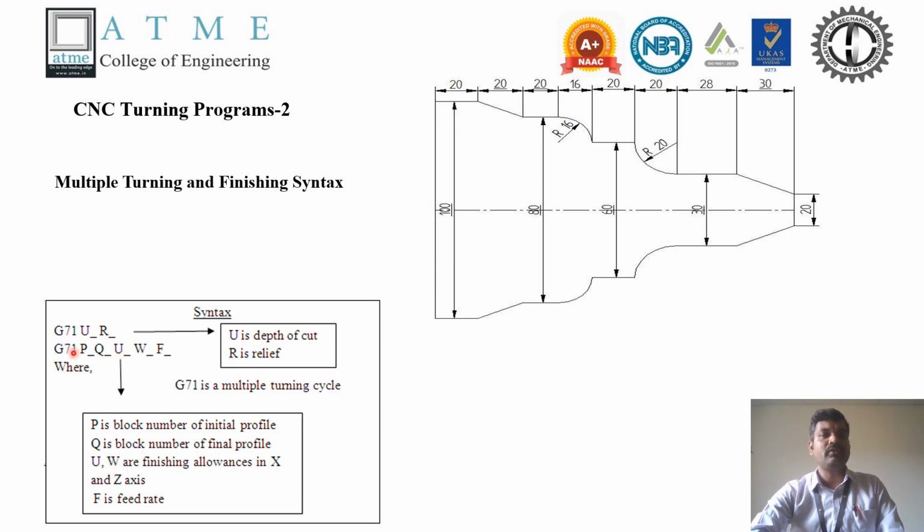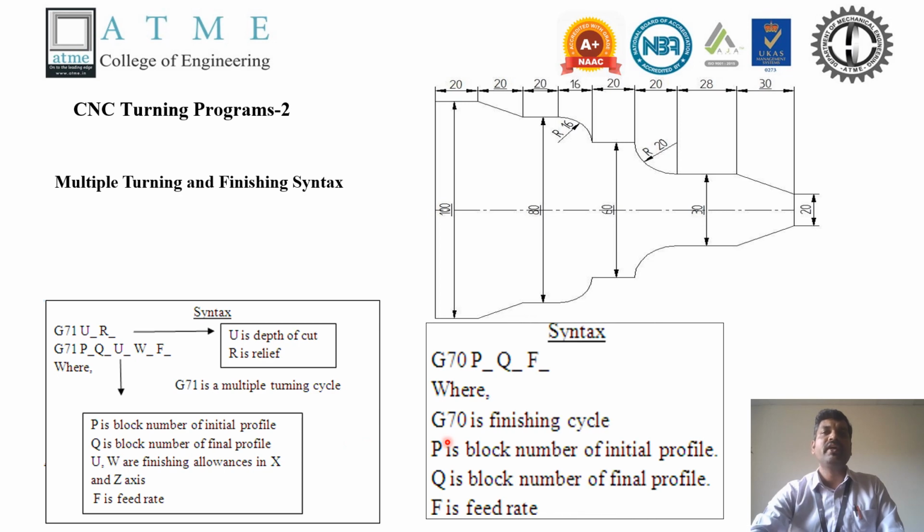U and W in this line are the finishing allowance to remain for the next operation, that is the fine turning operation. That is how much allowance is to be retained for the next operations. This is a rough turning operation with respect to the X and Z axes, and F is the feed rate. This is followed by the fine turning operation, that is the finishing operation, G70, between the same P and Q profile, initial profile and final profile, and F is the feed rate. Depending on the tool and material combination and surface finish level, the feed can be varied for rough turning and fine turning.